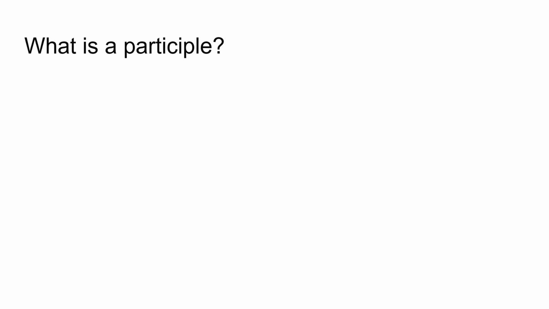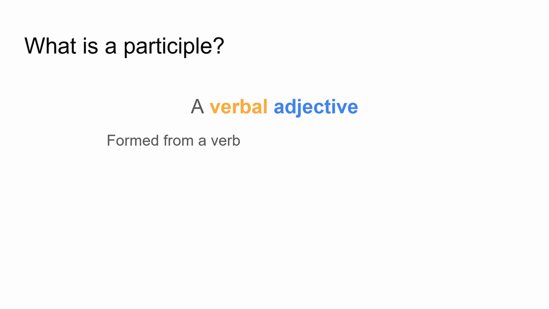So let's get right to it. What is a participle? Well, it's what's called a verbal adjective. Now that comes as two different parts. The first one being the verbal side. All that means is that it's formed from a verb. The adjective part is far easier. It declines like an adjective.